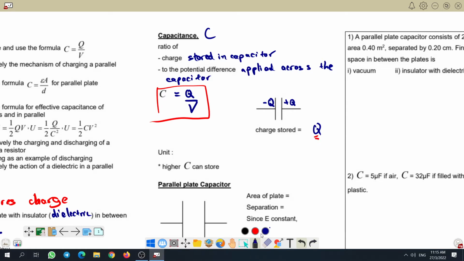Okay, so unit based on formula, Q is coulomb, V is volt, so unit of C is coulomb per volt, CV negative 1. Okay, but we give it a special name, F, Farad. Siapa tu si Farad? Faraday lah. Oh, sama orang. Dia lah tu. Tapi kenapa Farad? Why not Faraday? Ada Farah. Higher C can store more charge.